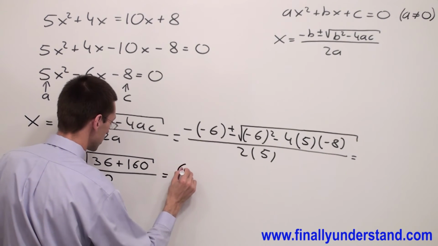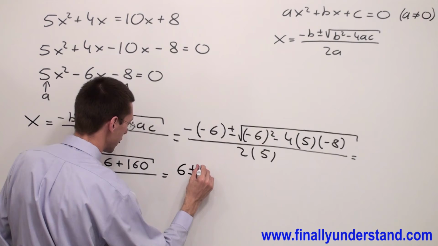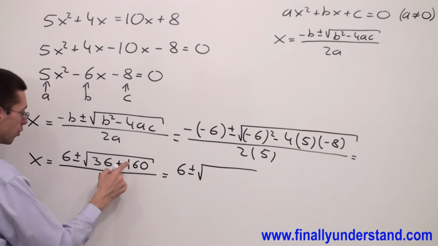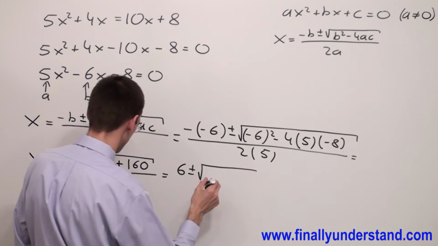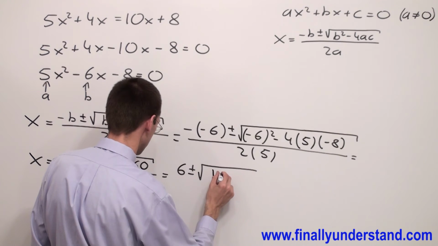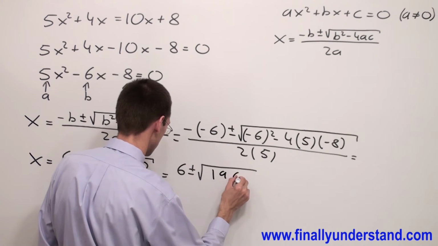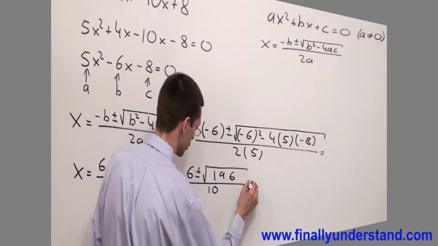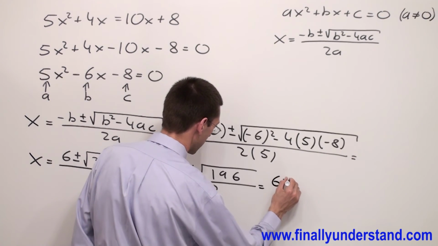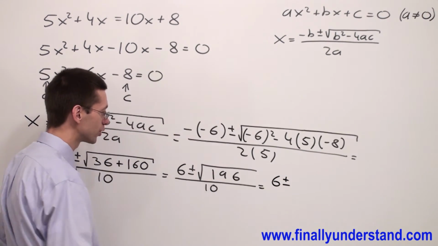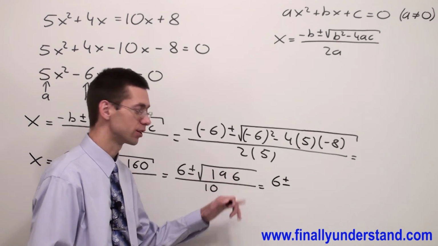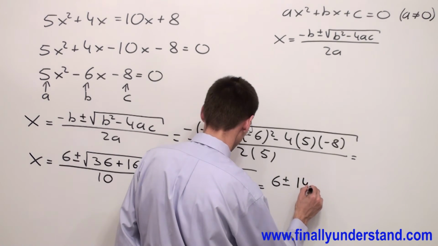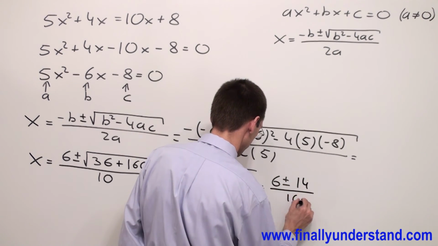Equals 6 plus or minus square root. And I have 36 plus 160. This is equal to 196 over 10. This is equal to 6 plus or minus the square root of 196, which is equal to 14. That's why I'm going to write over here 14 over 10.